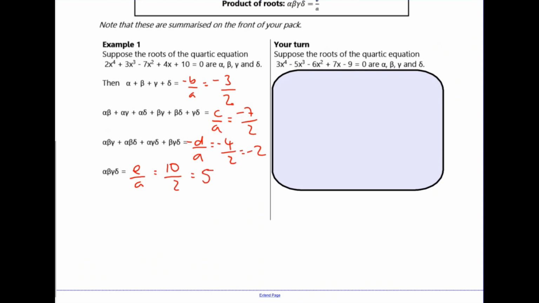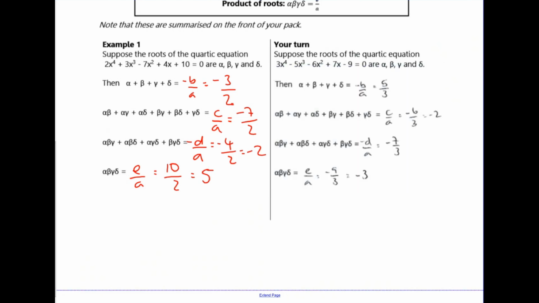So pause the video now, have a go at the you-try, and then I'll reveal the answer for you in a couple of seconds. Okay, so you can pause it again and mark that.